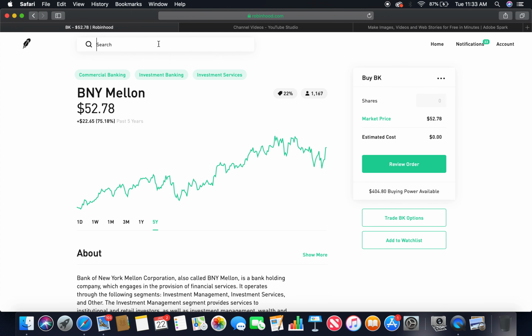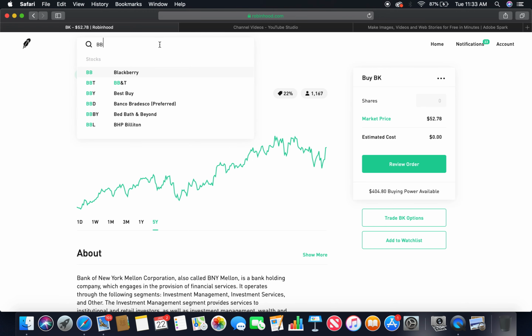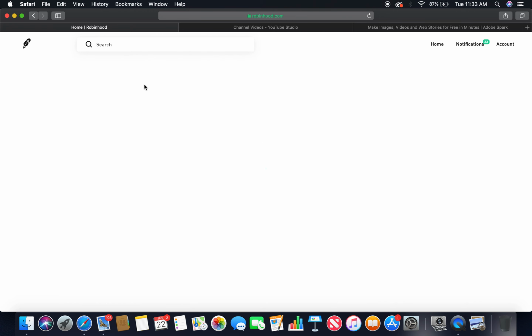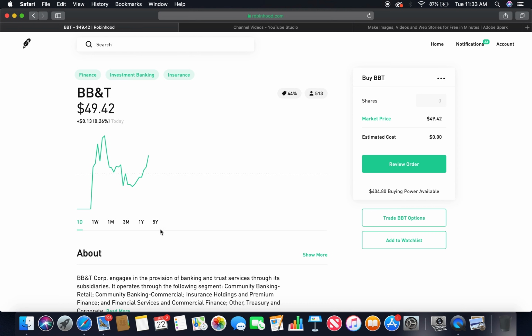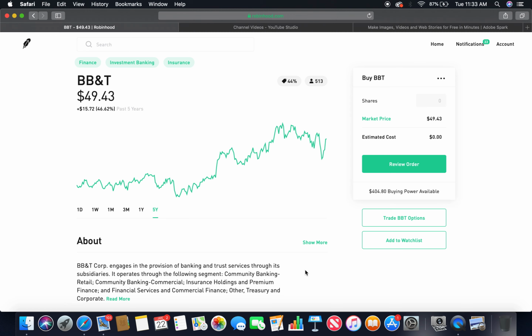The third global banking company is BB&T. Kind of just look at the 5-year. Beautiful upward trend. Say it peaked about $54. Current market price is $49.43.